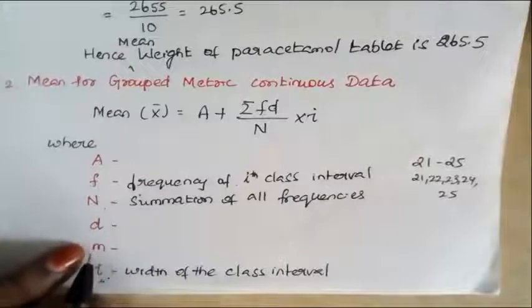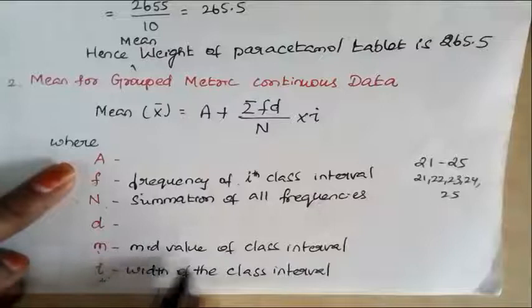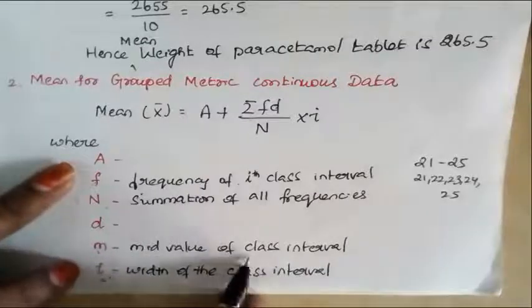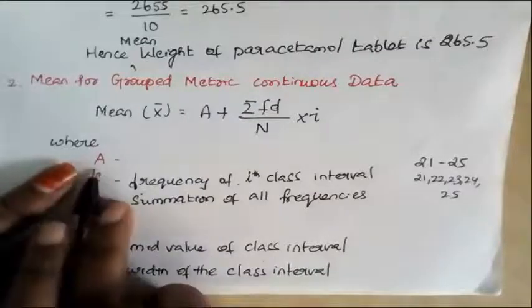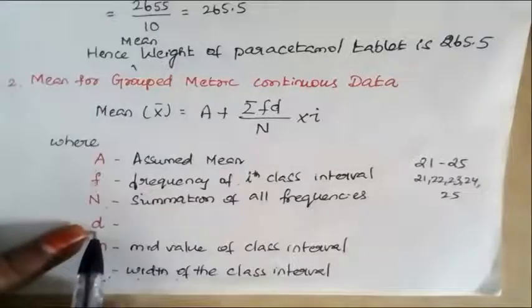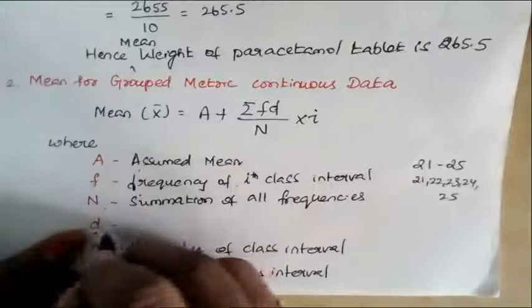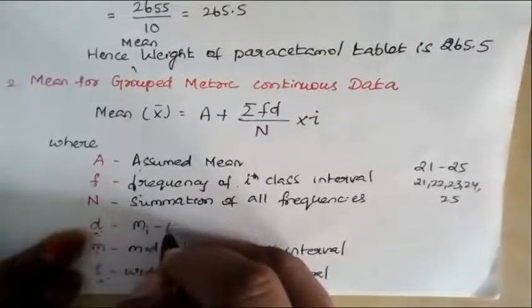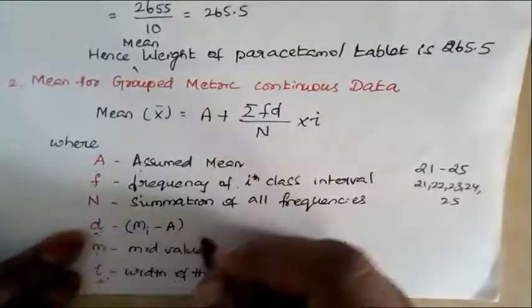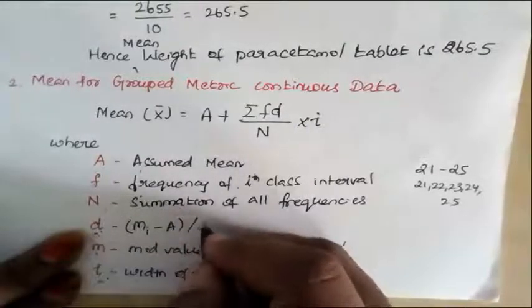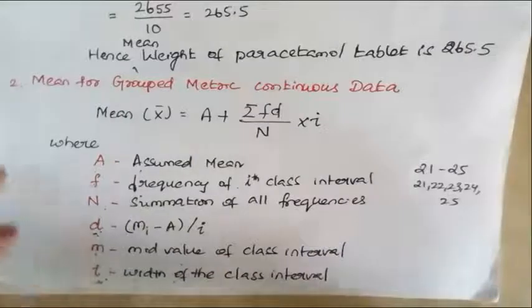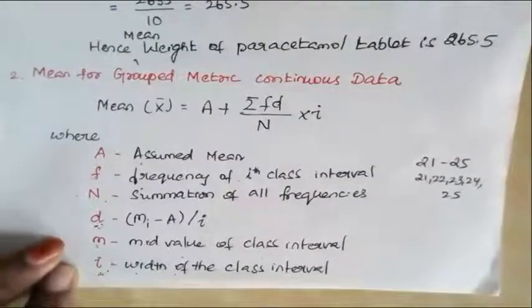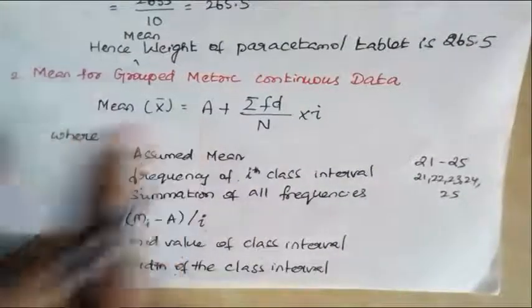Now it is M. M is the midpoint of the class interval. After finding the mid value of the class interval, we can take any one value as the assumed mean. Then comes D. D is the deviation from the assumed mean. For finding that, the formula is the respective mid value minus the assumed mean divided by I, which is the width of the class interval. So with these values, we can find out the mean for grouped data.